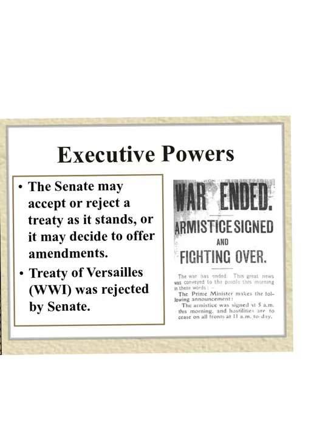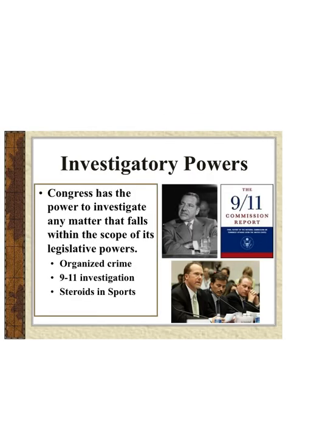The Senate may accept or reject a treaty as it stands, or it may decide to offer amendments. For example, the Treaty of Versailles, World War I, was rejected by the U.S. Senate. And that treaty was created to help settle the terms of World War I. Congress also has investigatory powers as well.